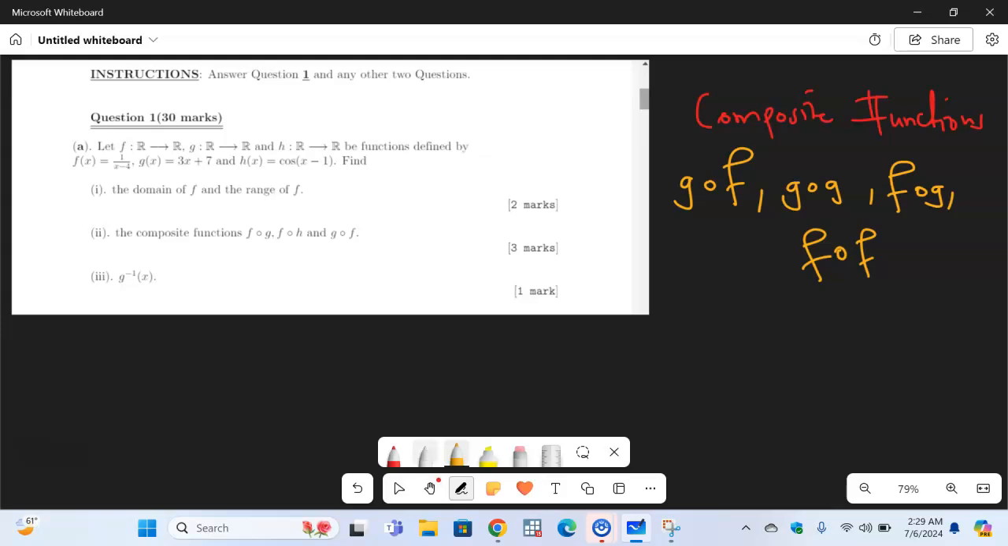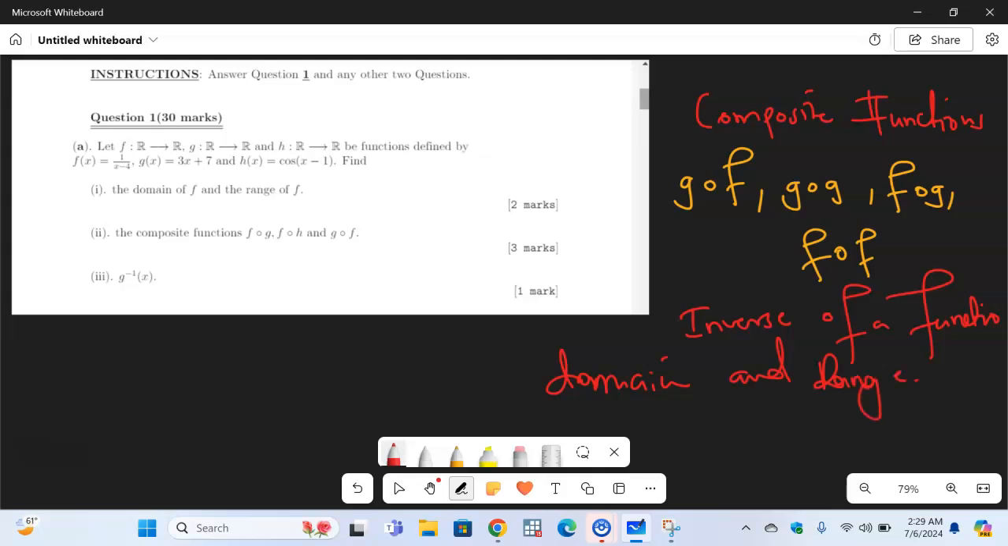Then alongside composite functions, we're going to learn about inverse, because the two concepts interact. Inverse of a function. Then apart from the inverse, we also learn about domain and range.